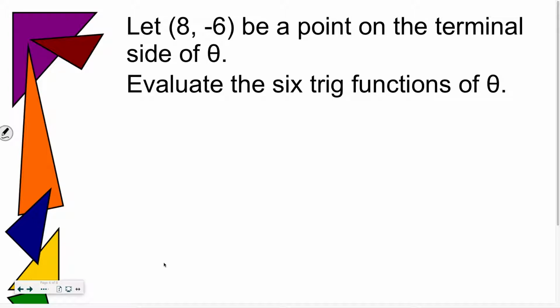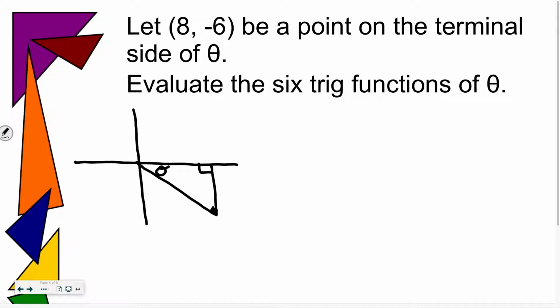Okay, me being the visual person that I am, it's not going to take me long to draw a quick sketch of what 8, negative 6 looks like, right? 8 to the right, 6 down. There's my point. Can I draw my triangle now? Yeah. I know that theta is going to be right there around the origin. My right angle has to go back to the x-axis. Notice I drew a triangle that would look like part of a bow tie, not an hourglass. And this side is positive 8, and this side is negative 6.